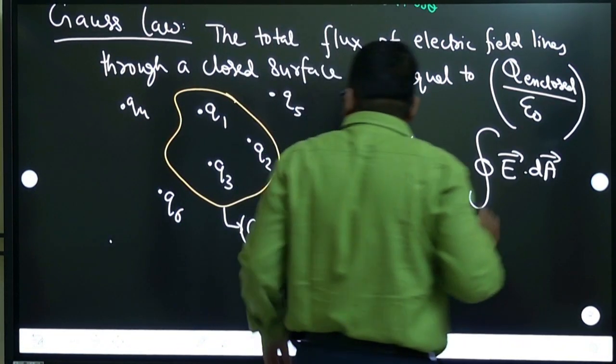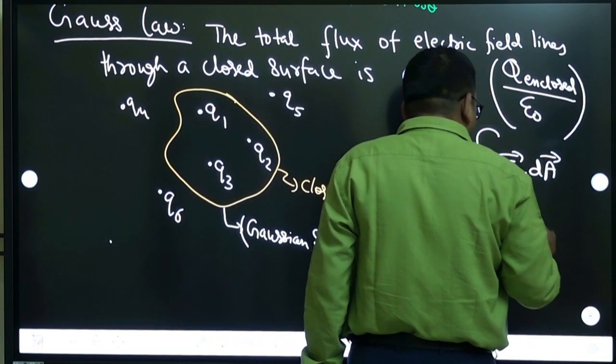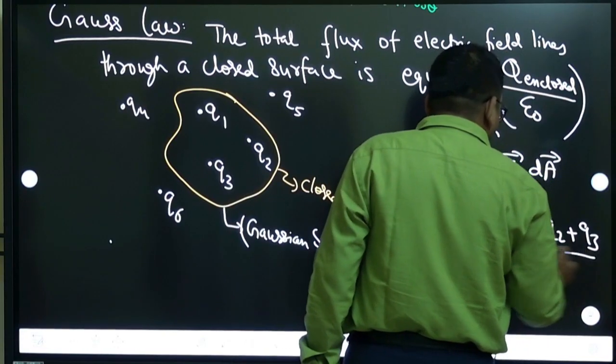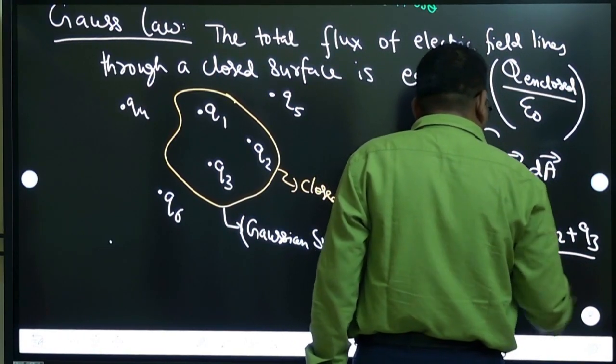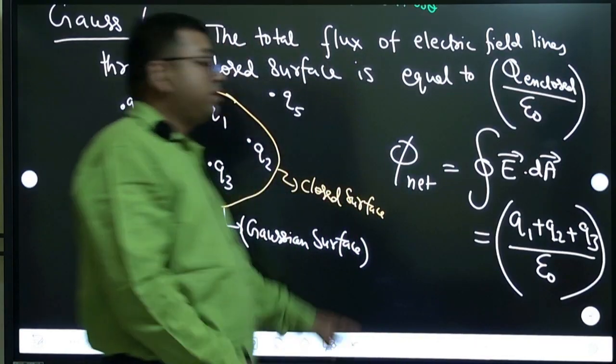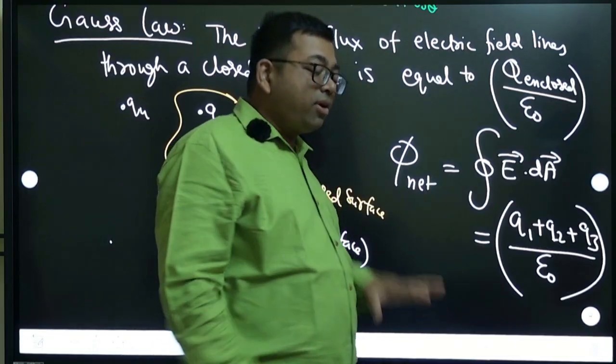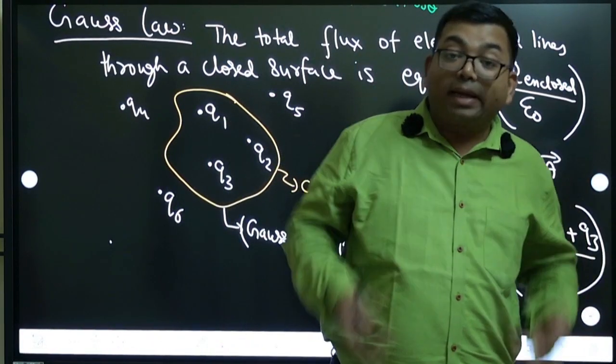So for the Gaussian surface, how much charge is there inside? q1 plus q2 plus q3, divided by epsilon naught. This is the law. What does the law say? The law says very simple: left hand side is equal to right hand side.